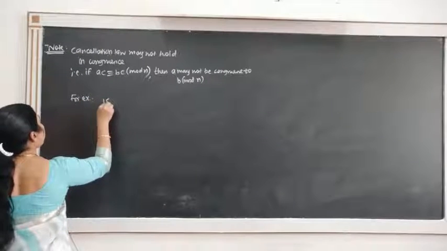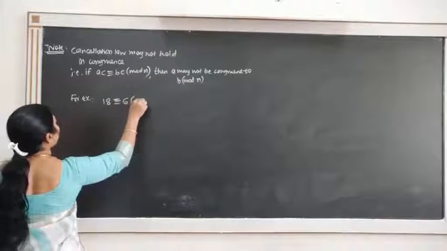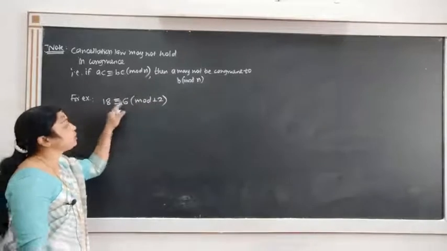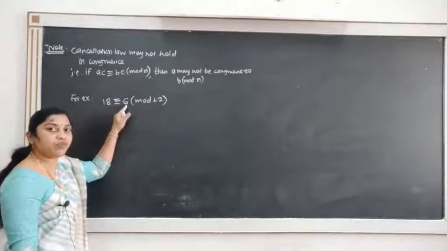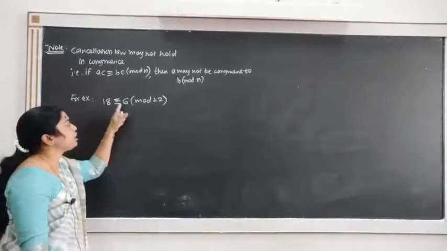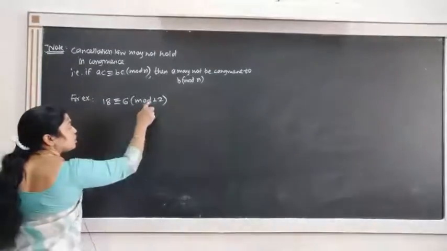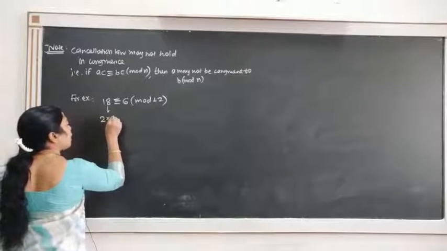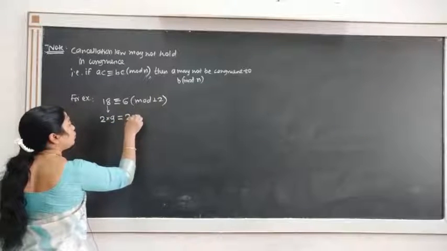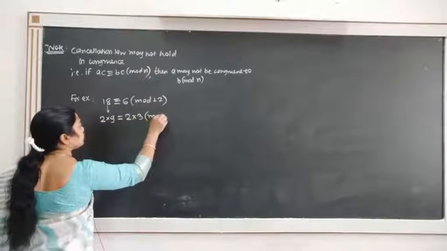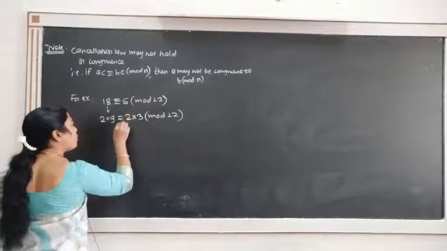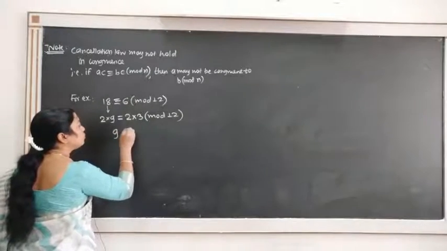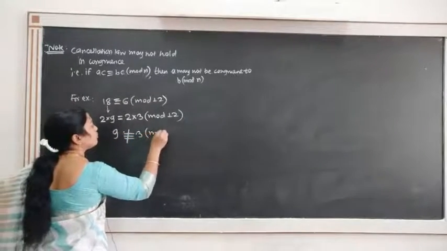For example, 18 is congruent to 6 modulo 12. Why? Because 12 divides 18 minus 6. 18 minus 6 is 12 and we know that 12 divides 12. So 18 is congruent to 6 modulo 12. We will write down 18 as 2 into 9 and write down 6 as 2 into 3. Observe that we are not able to cancel this 2 because 9 is not congruent to 3 modulo 12.